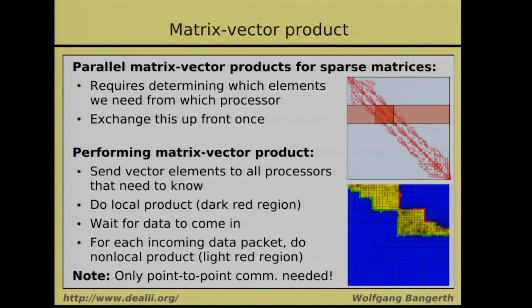So not all to all, but every processor is going to send the elements that it owns only to those other processors that actually need it, and that is something that they have communicated up front here. So in other words, we can implement matrix vector products fairly efficiently. In particular, if we do it in this way around, that we first send data and then we do our local product. So this is something that we can do while we wait for data.